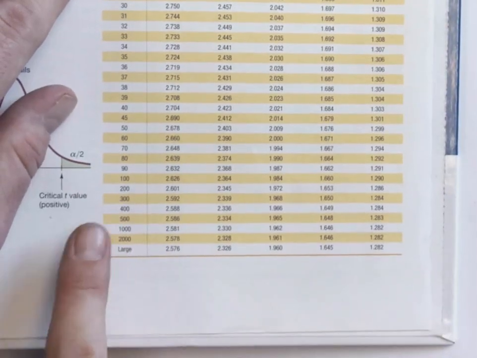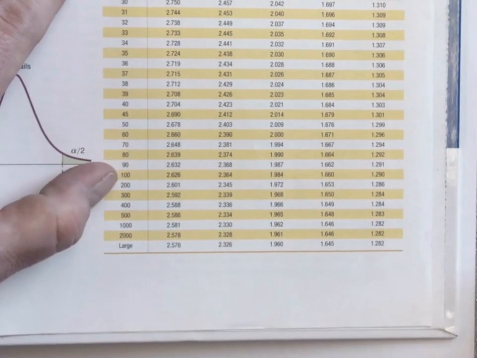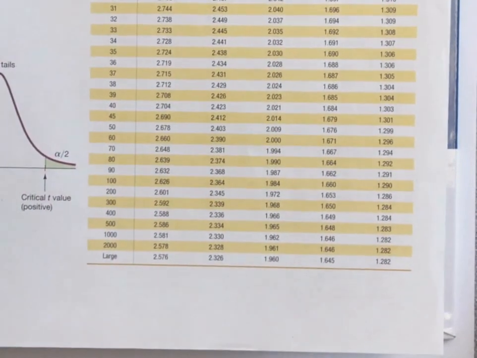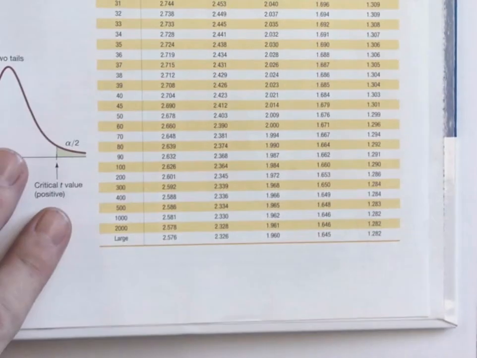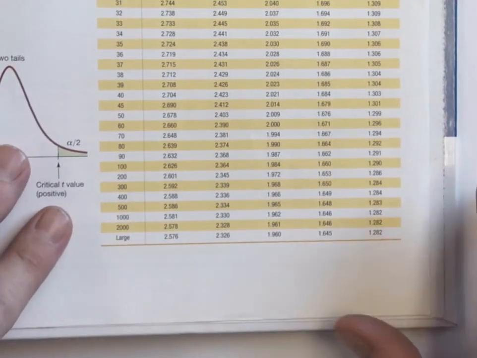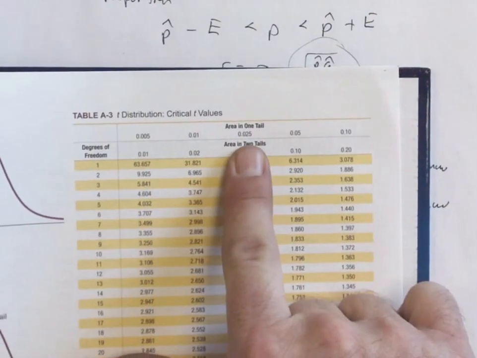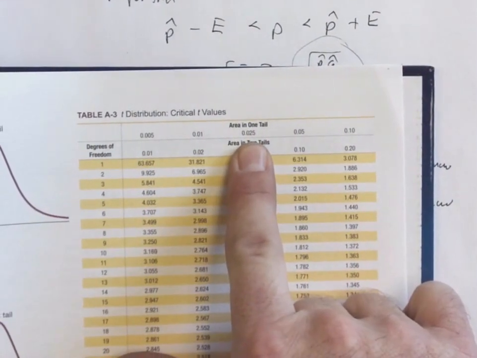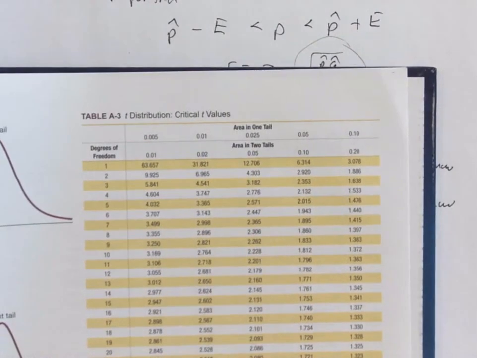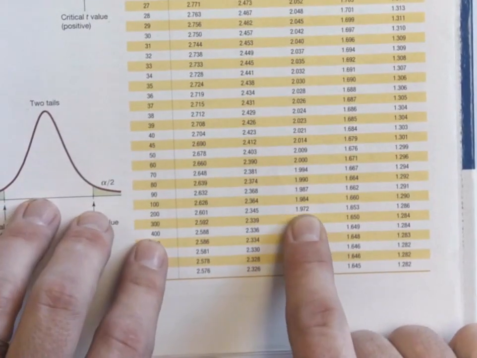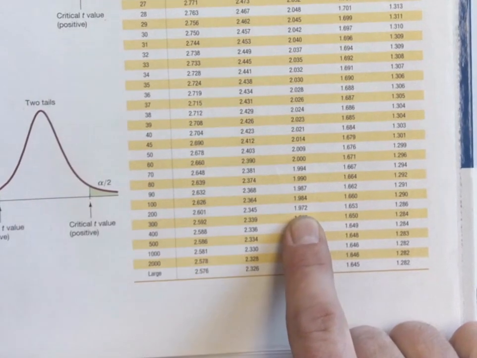So I don't see 194 here, so what you're going to do is use the number that's closest to it, okay? This isn't Price is Right, just get as close as you can. All right, and I know that the area in one tail was 2.5%, so we're going to go up to the top. I know the area in a single tail was 0.025, and I'm going to track that all the way down to 200.